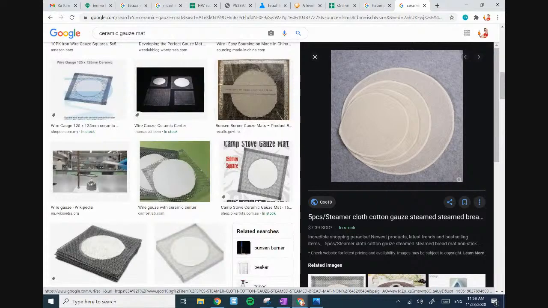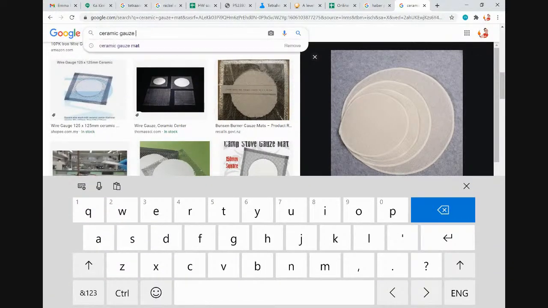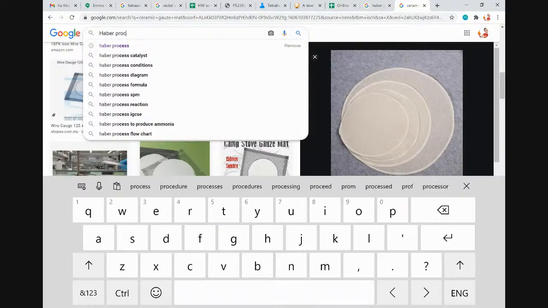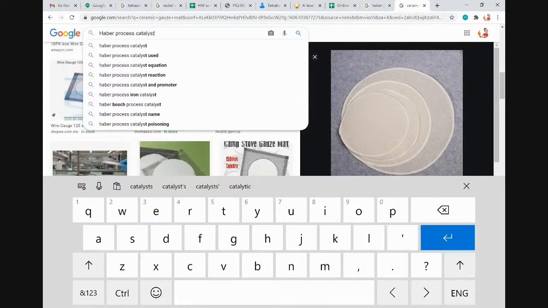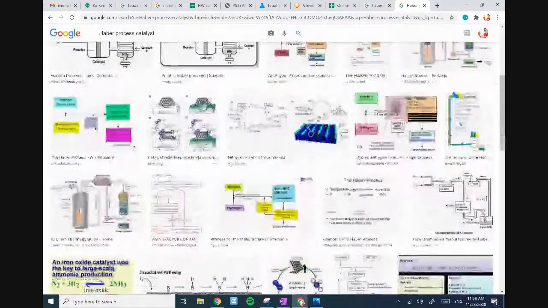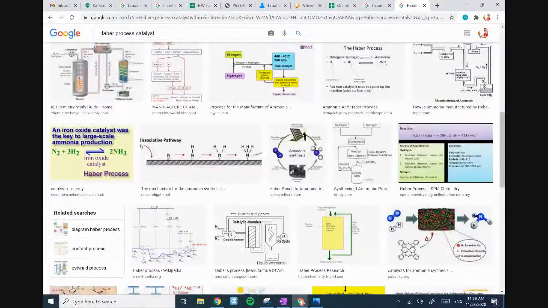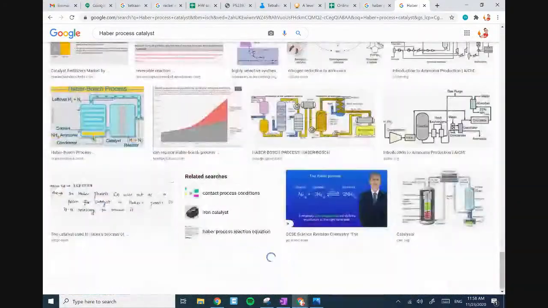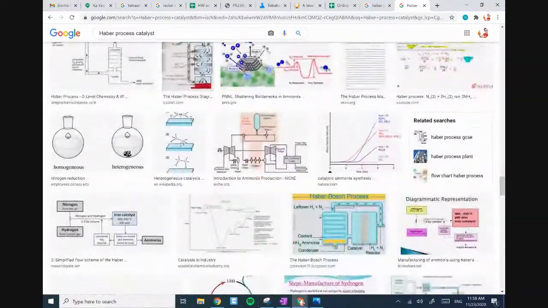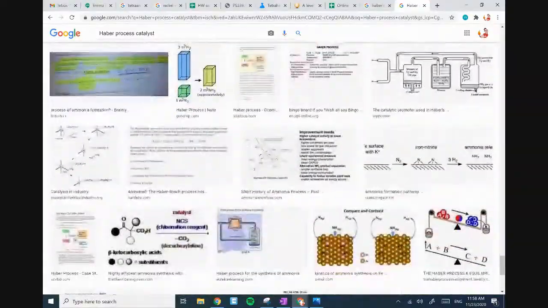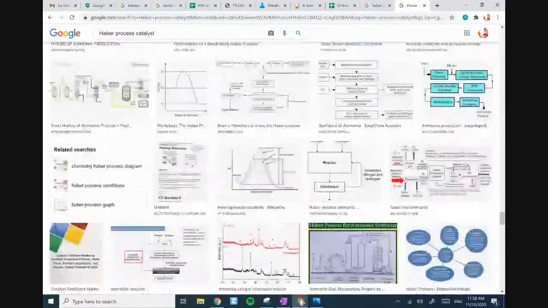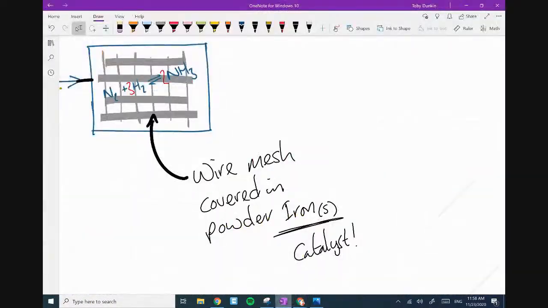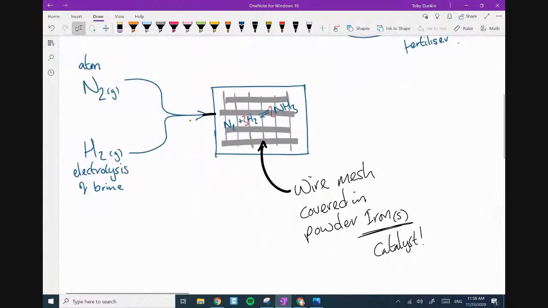I wonder if I can find an example of a Haber process catalyst. The problem is they're not going to show a real one in industry. It's really frustrating, I wish they did. It would be so cool to see one, because it looks like a plate with tiny holes in it, covered in a fine, shiny silver metal, which is iron. So the iron metal is the catalyst.